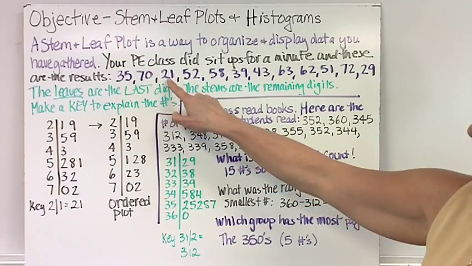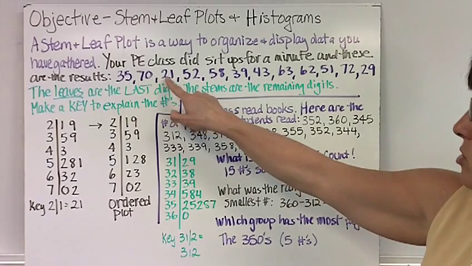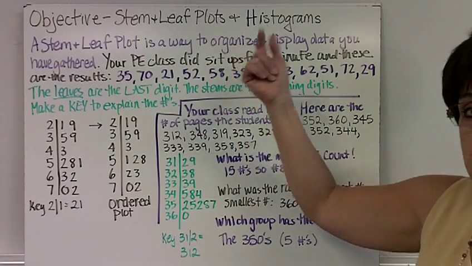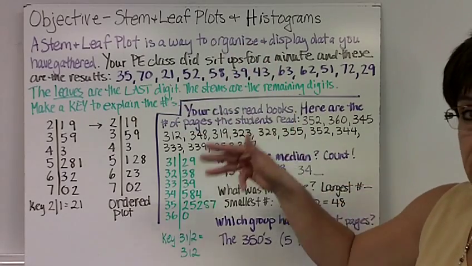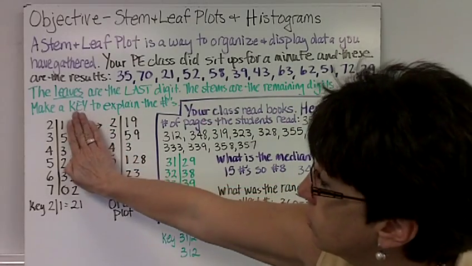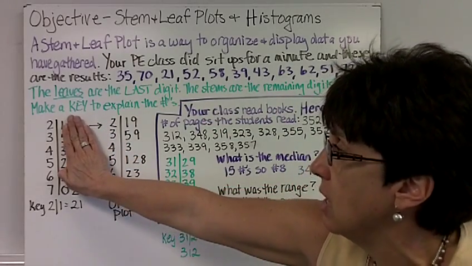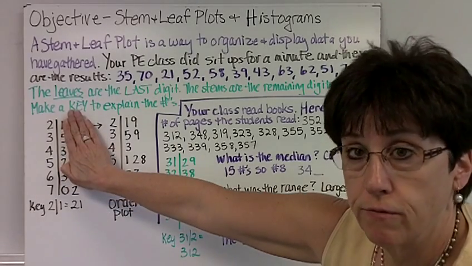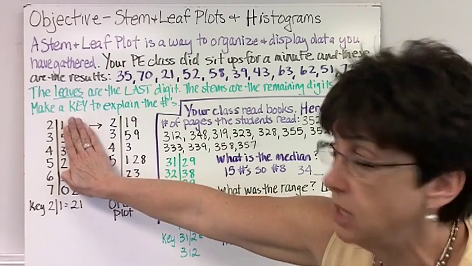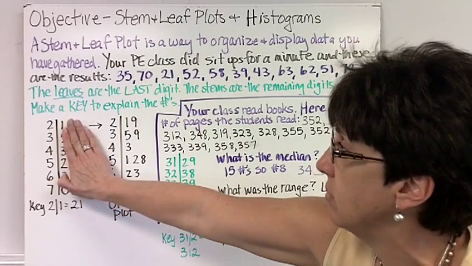So I look and see what's my smallest number and what's my largest number. I have a 21 and a 72. So I need to have the 20s, 30s, 40s, 50s, 60s, 70s, 80s. Nope, no 80s. 20s through 70s. So that's what I do first. On my stem and leaf plot, I draw a line and I do the first digit: 2 for 20s, 3 for 30s, 40s, 50s, 60s, and 70s.